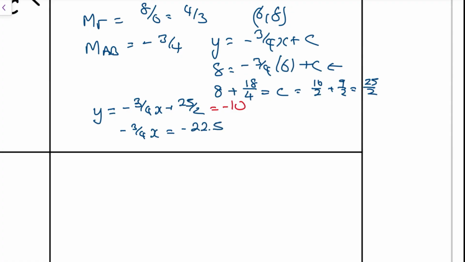And then I'm going to multiply that by 4 and divide by 3. With a minus as well. So the minuses cancel. Let's get rid of those because that's quite easy. So the minuses cancel to make pluses. Multiply both sides by minus 1. Then multiply by 4. So 22.5 times 4 is 90. And then I'm going to divide that by 3, and that's equal to x, which means that x is equal to 30.